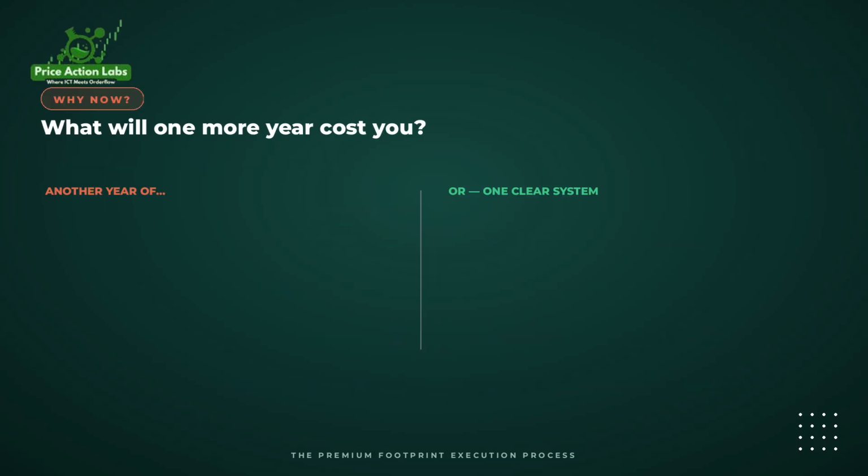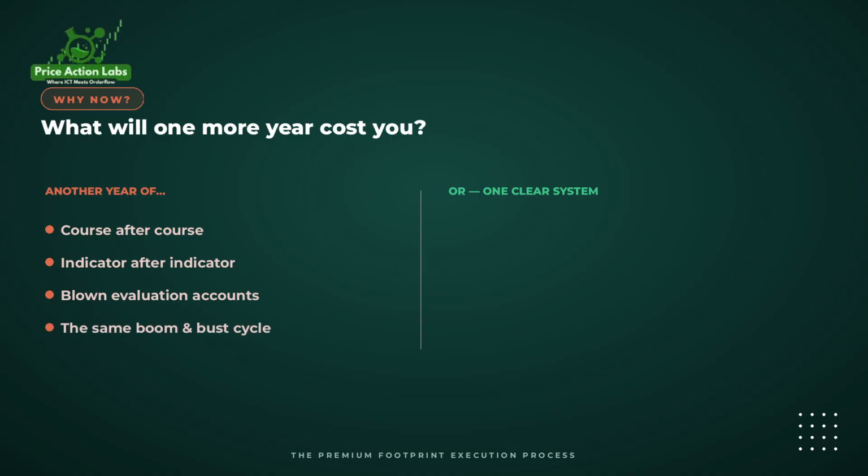So why did I build this system and why is flow state so important? It's here to stop you doing a couple of things: course after course, indicator after indicator, blown account after blown account, and following what I call that boom and bust cycle.